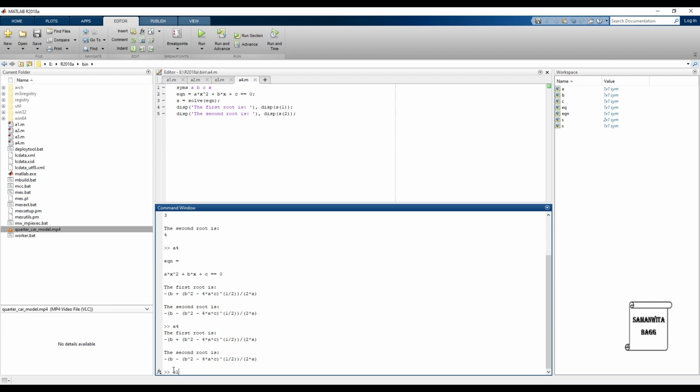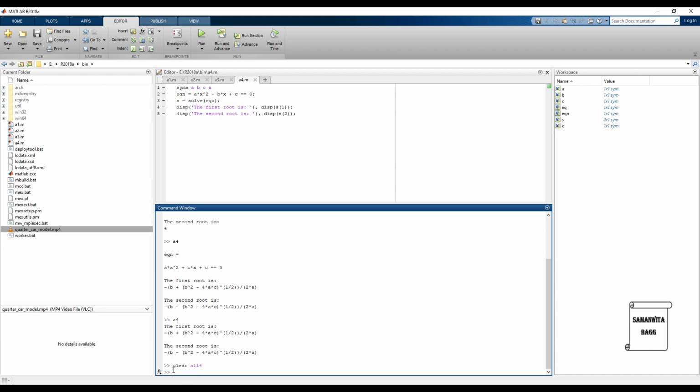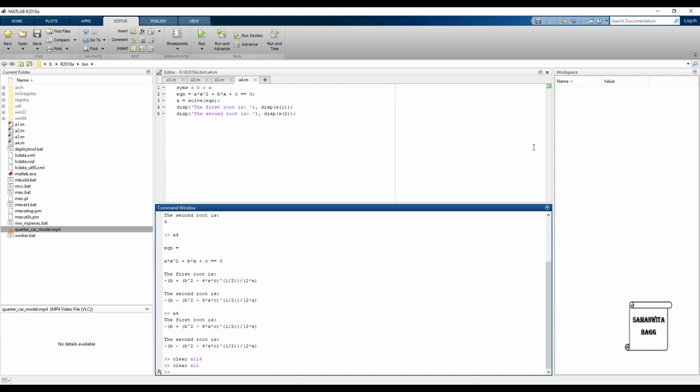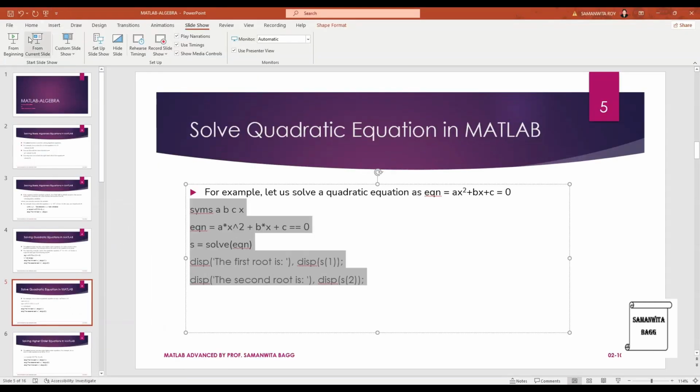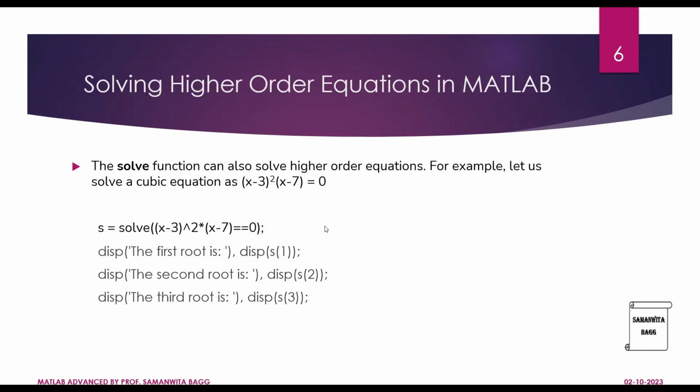If I want to clear the screen and the value of the variables, clear all, you can see the workspace has now become empty and CLC will clear this command window. So this is another way of solving a quadratic equation. Next we will see higher order equations in MATLAB.